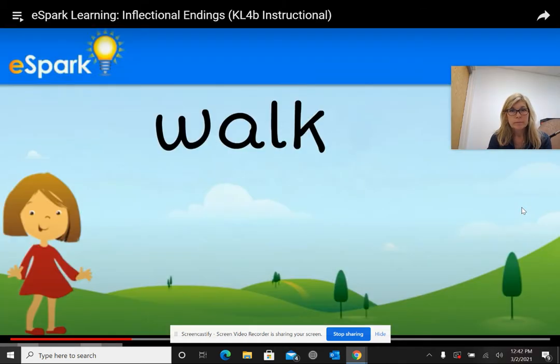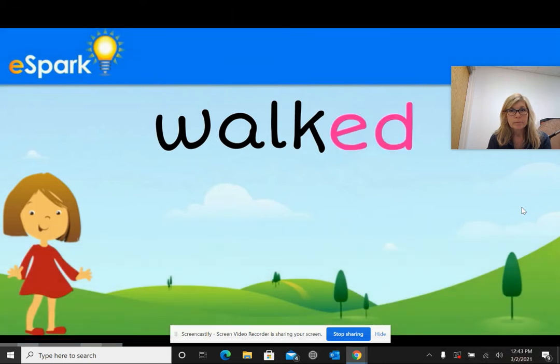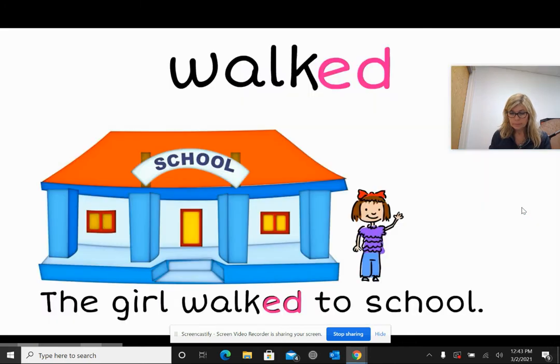So, this sentence means that the girl is walking right now. We can also add the letters ed to the end of a word. Ed at the end of a word means something happened in the past. The word is now walked. Here is a sentence using this word. The girl walked to school. This sentence means that the girl already walked to school. It happened in the past.